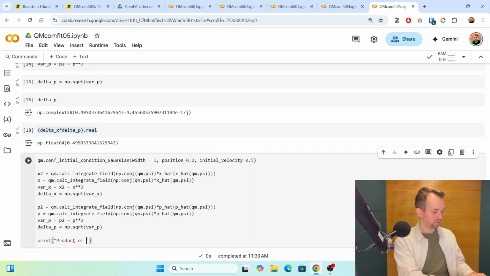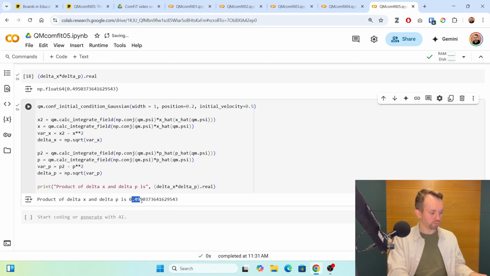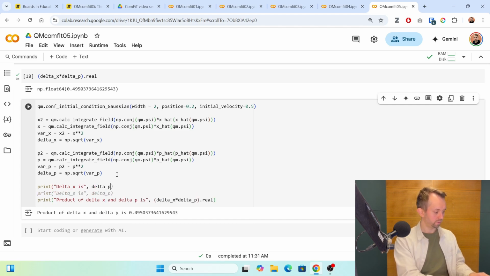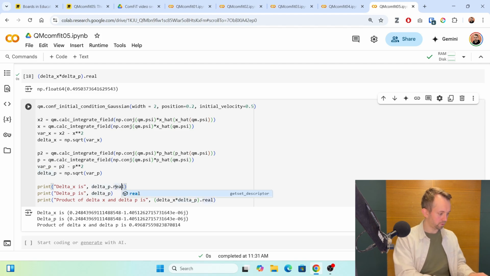the product of delta x and delta p is, and then this. And so this was the function that we started with before, and we got that the product of delta x and delta p is 0.495. If I change it somehow, let's say I make it double as wide. Actually, let's also print out the individual values. So delta x is delta x, and yes, you got it, delta p is delta p. So you can see that, and also let's take the real part.